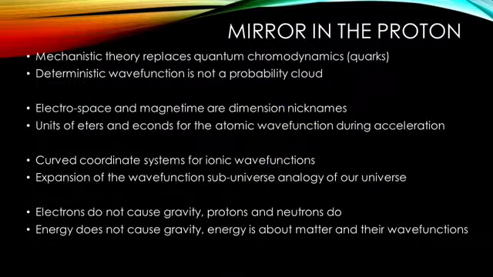So now this mirror in the proton, it's a mechanistic theory replacing the quantum chromodynamics, the quark theory. The deterministic wave function is not a probability cloud. It's something with exact definitions. And it's not really about where the electron is, as that could be even a free electron far away that is also paired with a proton.